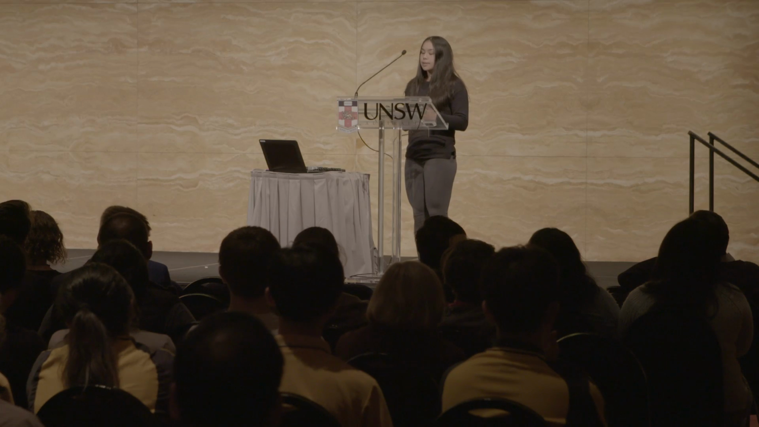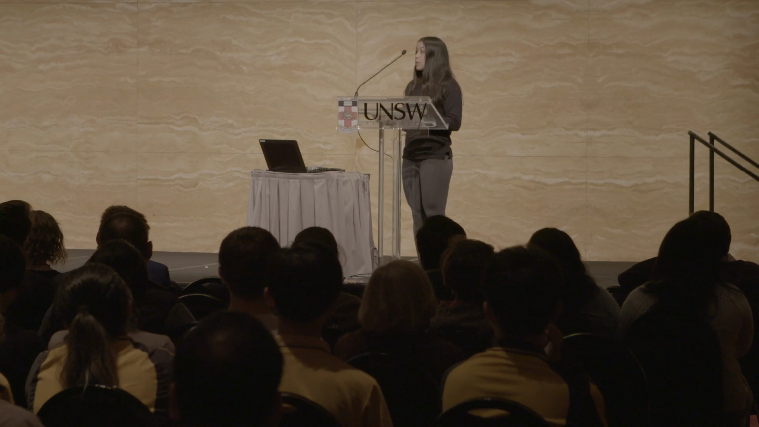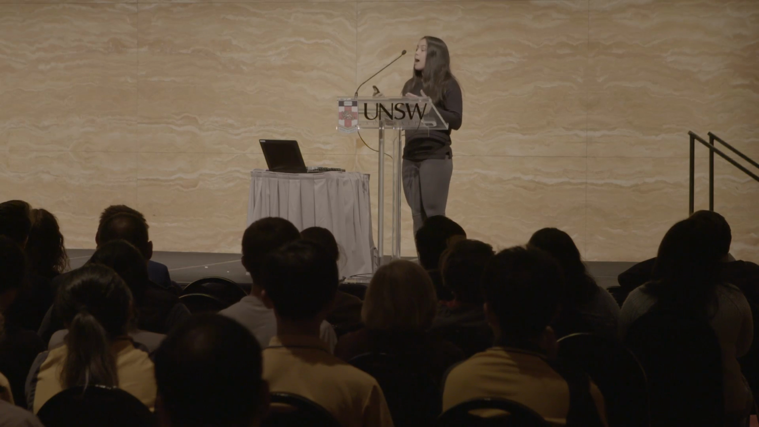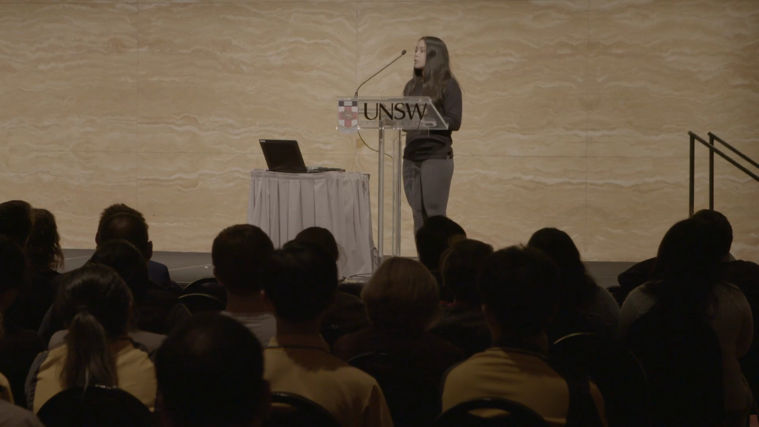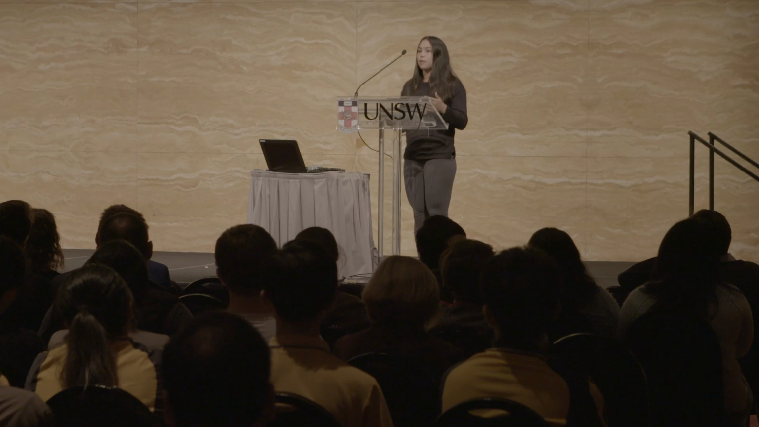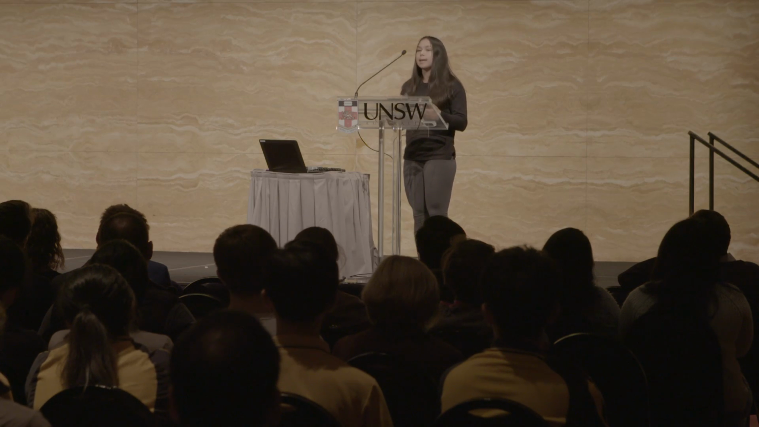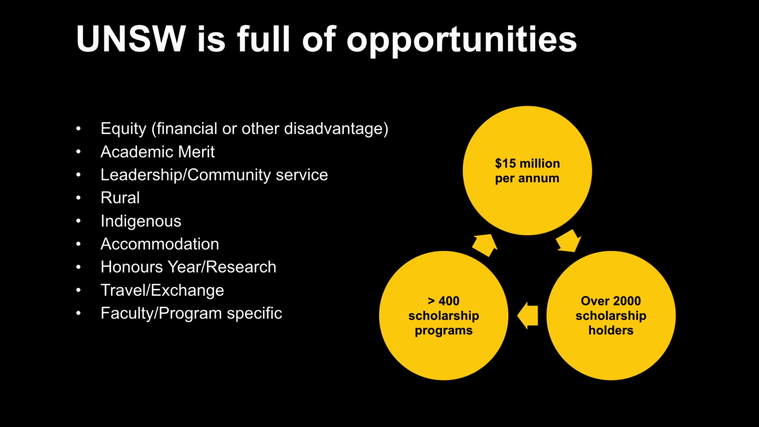At UNSW, we also have a large focus on equity scholarships to help students struggling to get into university. We also provide a lot of scholarships not just after first year, but into university. You can apply again in 2nd, 3rd, and 4th year. Each year we have about 400 different scholarship programs, and that's about $15 million a year given away to university students. So there are about 2,000 scholarship holders just in our undergraduate scholars.